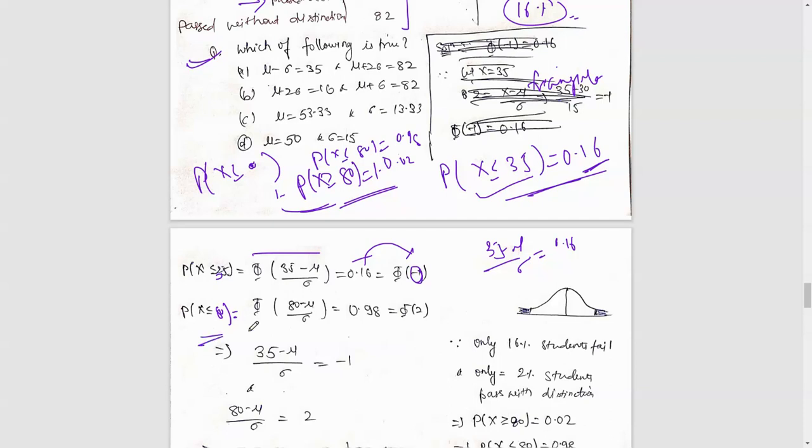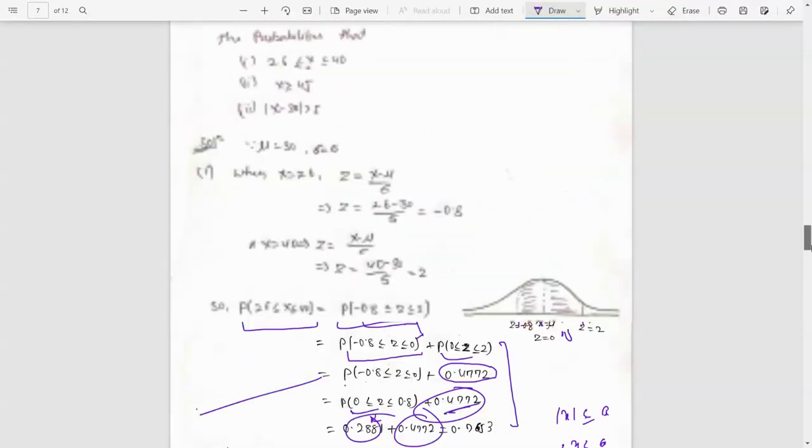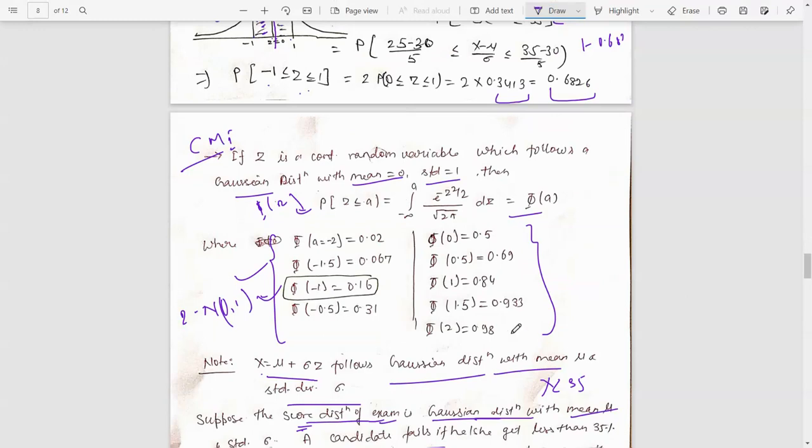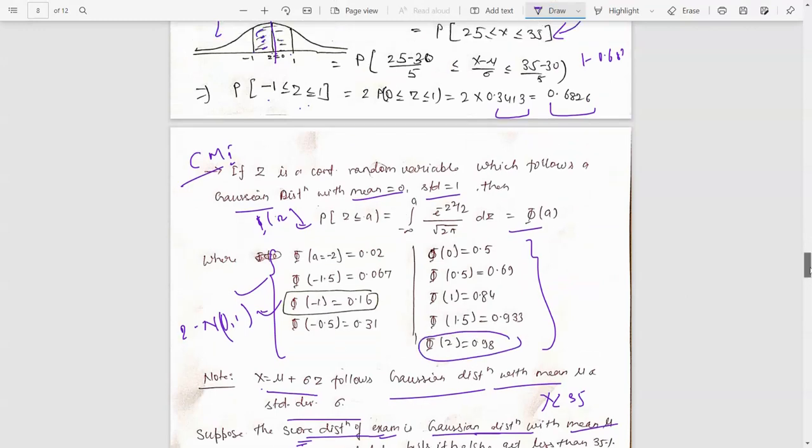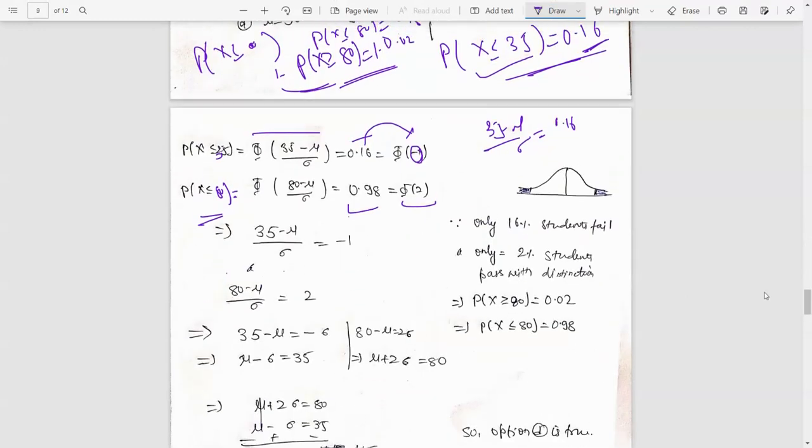The probability of x less than or equal to 80, converted into z, is (80 minus mu) upon sigma, and this is 0.98, which is the value of phi of 2. How do you know that? We have been given this in the question itself: phi of 2 is 0.98. Now what do we do? We know that (35 minus mu) upon sigma is going to be minus 1, and (80 minus mu) upon sigma is going to be 2.